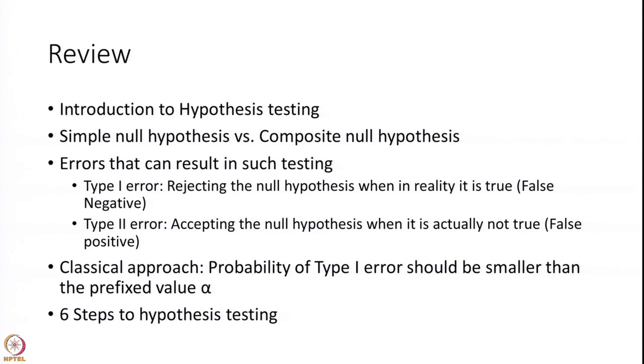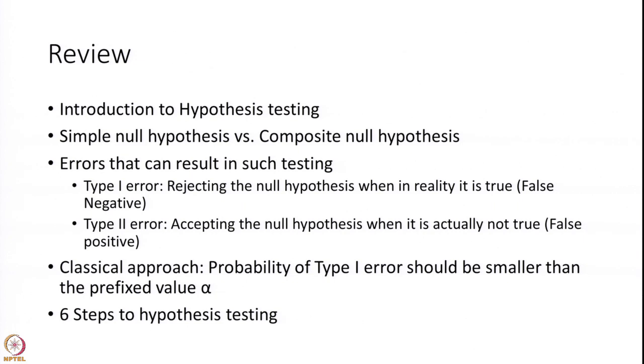Then we defined what is called a critical region. We said that we have a sample from the population, and if we can find a region such that when this sample falls in that region, we say that the hypothesis is to be rejected, then that region we are going to call the critical region.